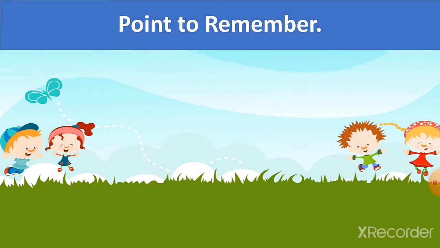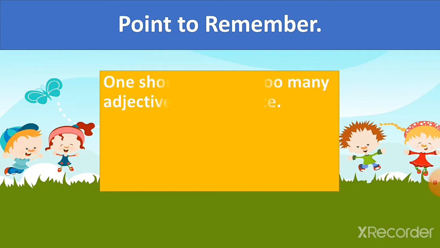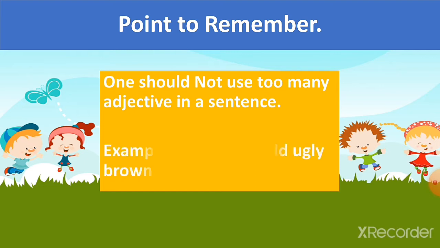Now kids, a point to remember. One should not use too many adjectives in a sentence. It means you should use only one adjective in a sentence. You should not use more than one adjective in the sentence. Let's see the example: the brave, old, ugly, brown tiger. In this sentence we have used 4 adjectives: brave, old, ugly and brown. So we cannot use more than one adjective in the sentence.